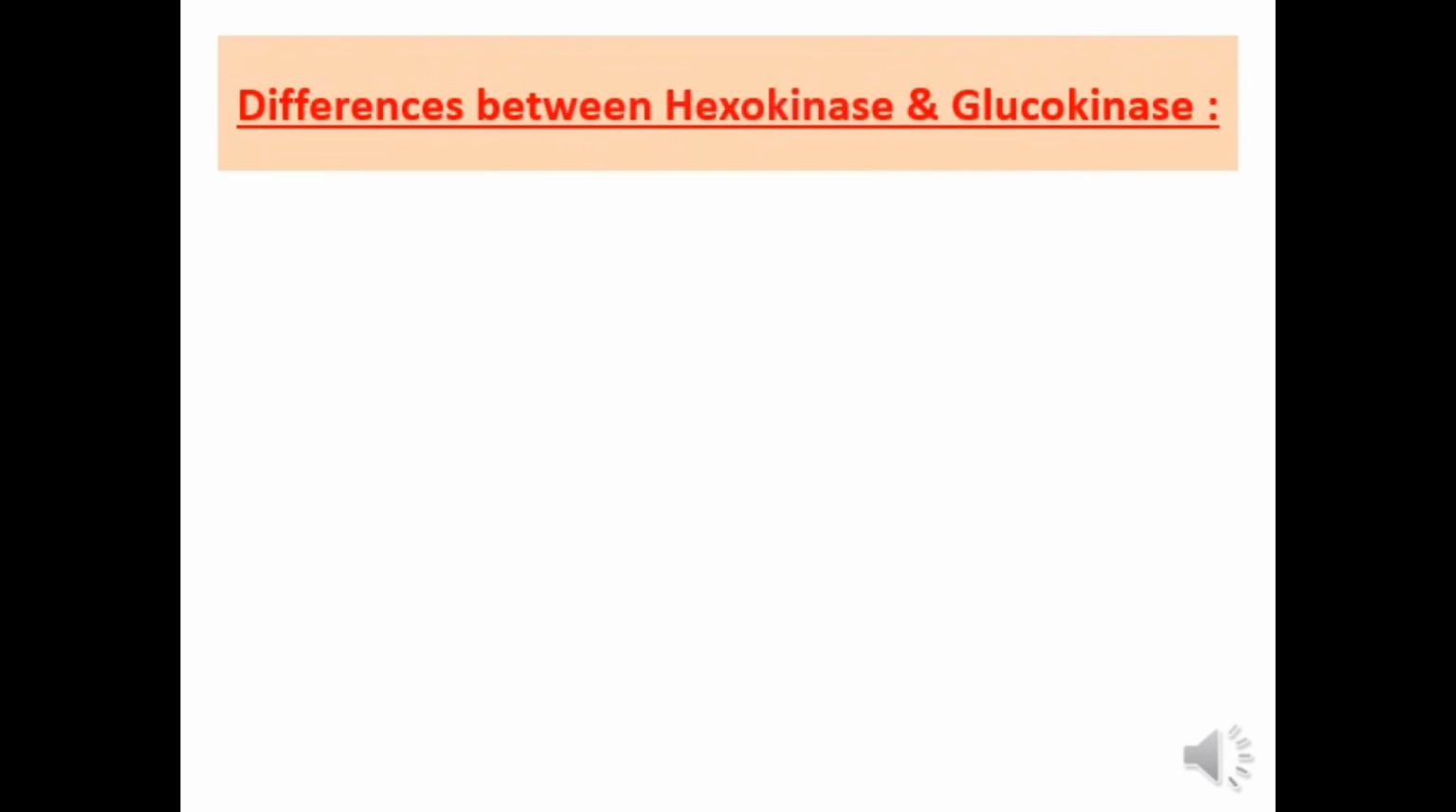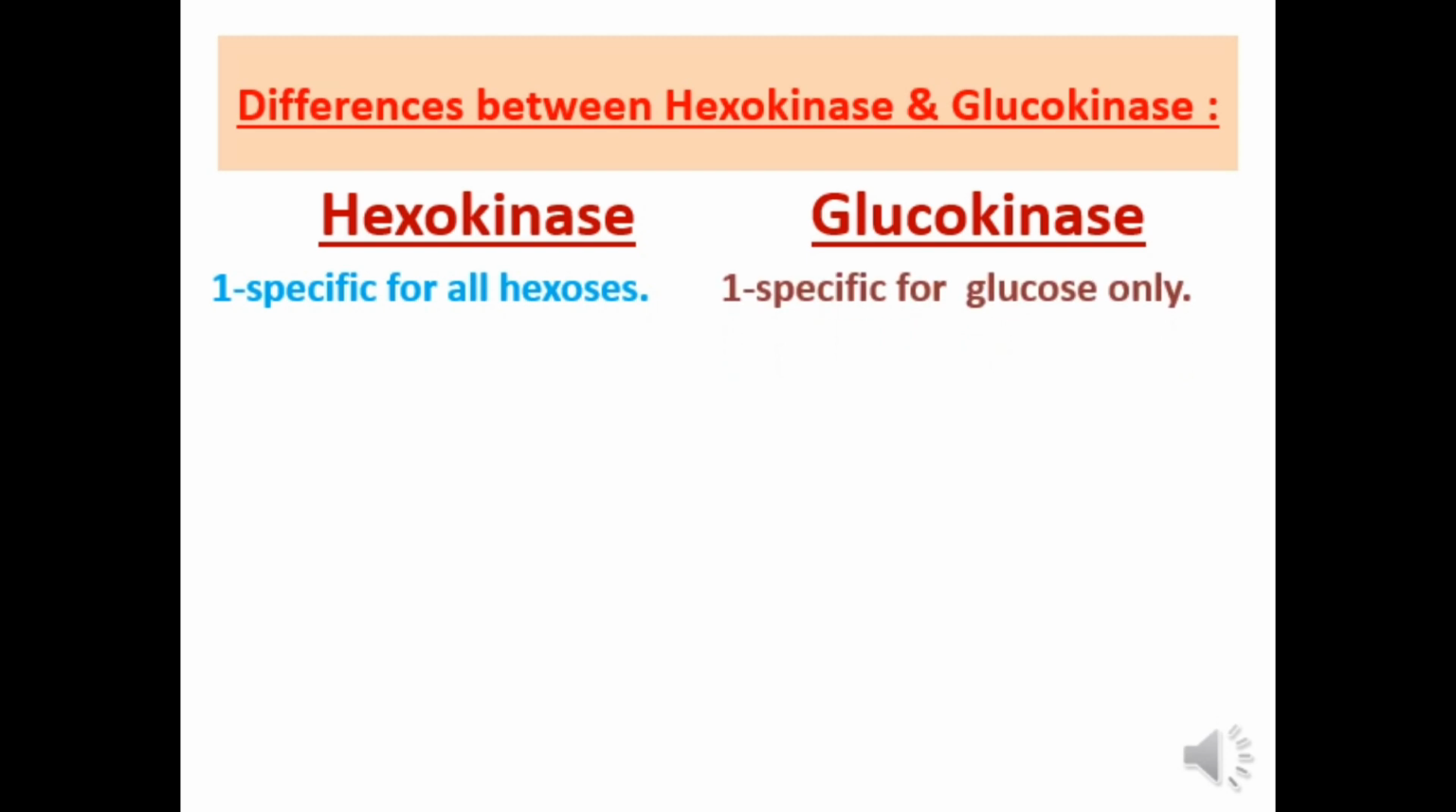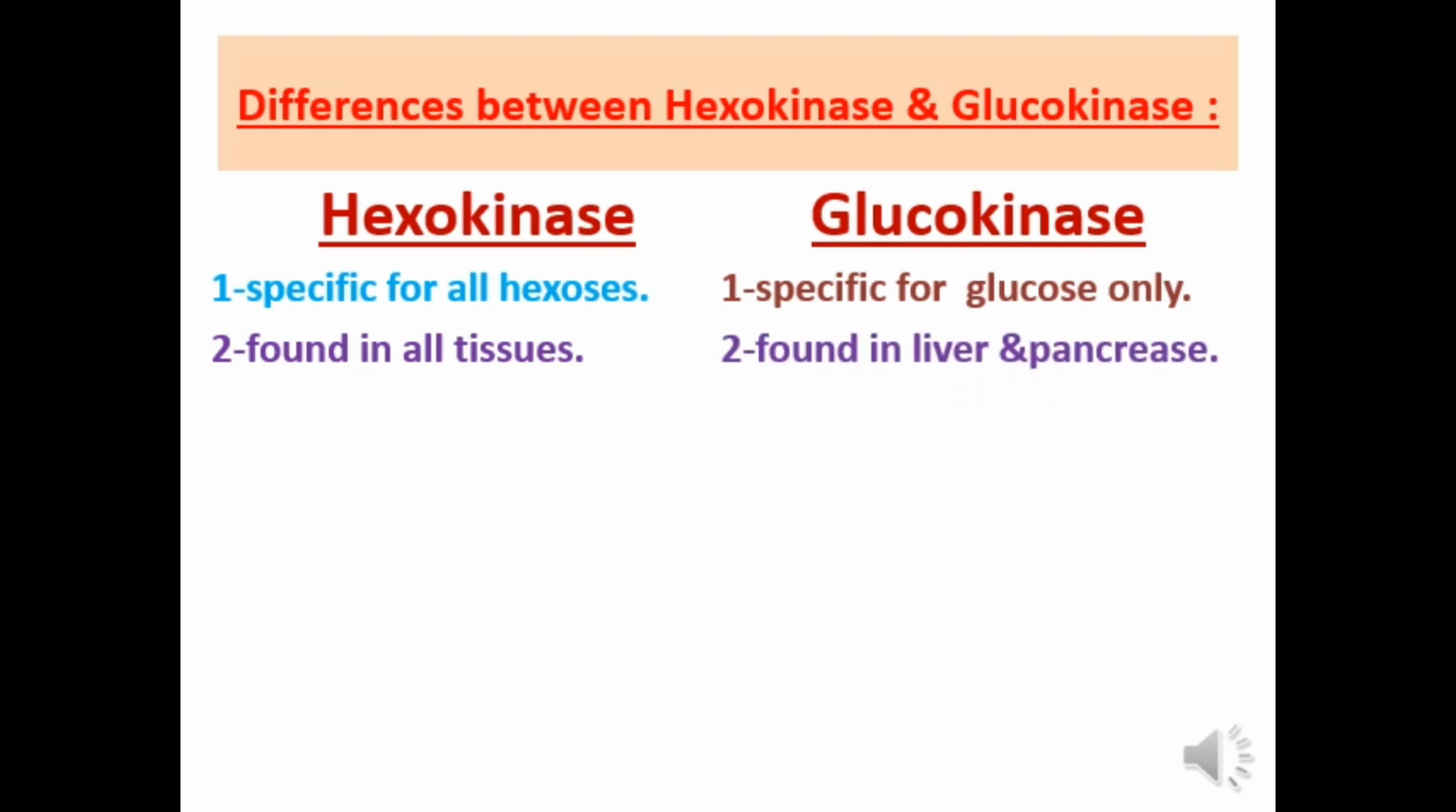Differences between hexokinase and glucokinase. Hexokinase is specific for all hexoses; from its name, it works on all hexoses, whether glucose, fructose, whatever. Glucokinase is specific for glucose only. Gluco means glucose. Hexokinase is found in all tissues: RBCs, brain, adipose tissue, whatever. Glucokinase is found in liver and pancreas only.